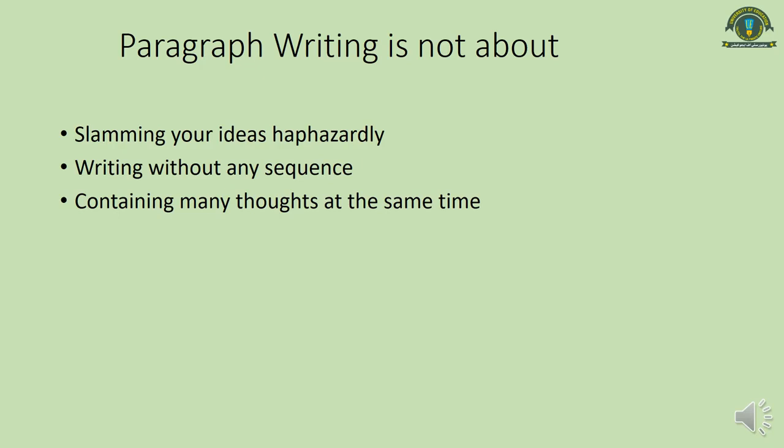Then, writing without any sequence. If you look at the writing structure of those students who write without any planning, they will not exhibit any sequence in their writing. Sequence is a necessary part of paragraph writing, which is also called coherence. And containing so many thoughts at the same time in a single paragraph is also the biggest mistake, because a single paragraph should contain one important piece of information. So that is all paragraph writing is about.